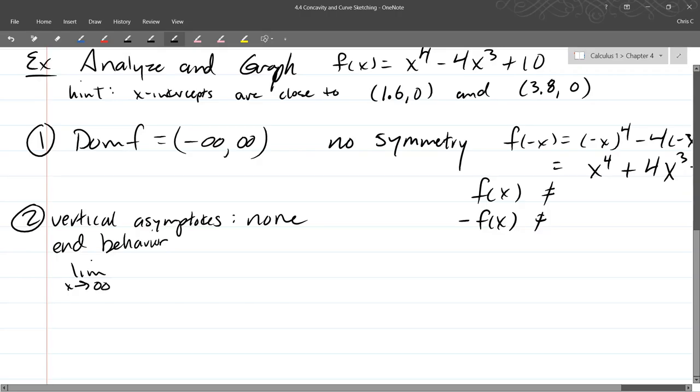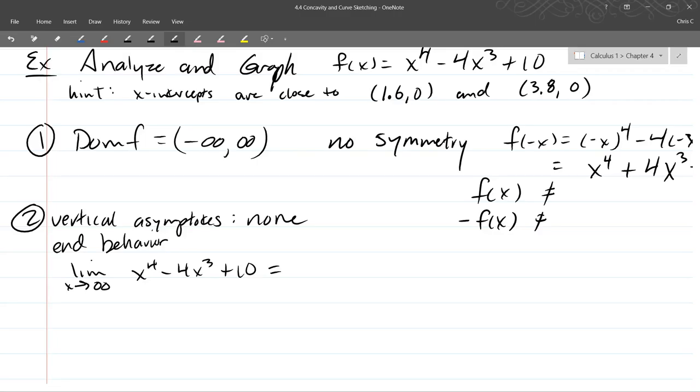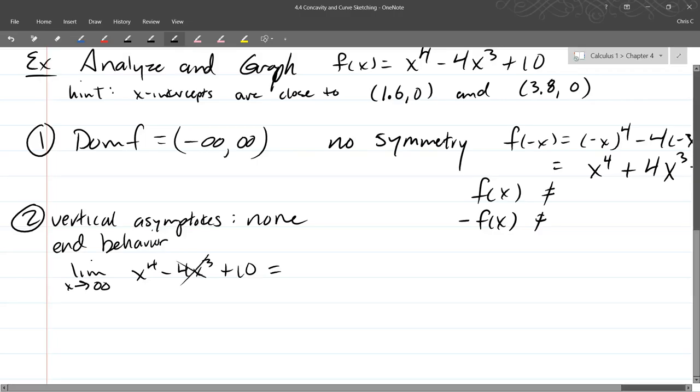As x approaches, we'll do positive infinity first. The physicist method tells us which term is the only one that matters when we're going towards infinity: x to the fourth power. So I don't care about the other stuff. Only because we're going to infinity can I throw out the other terms. So we get infinity to the fourth power, which is positive infinity.